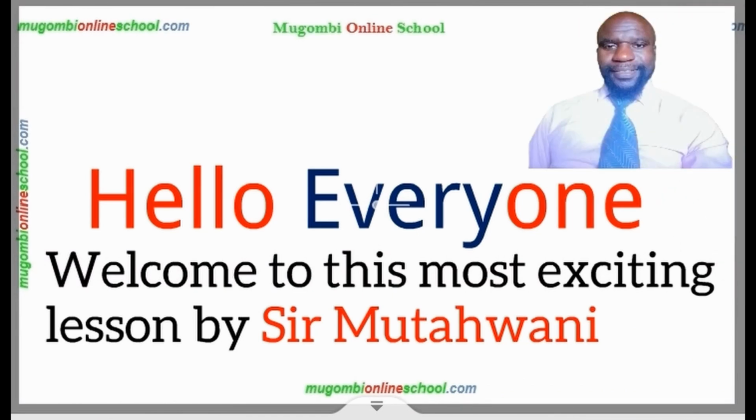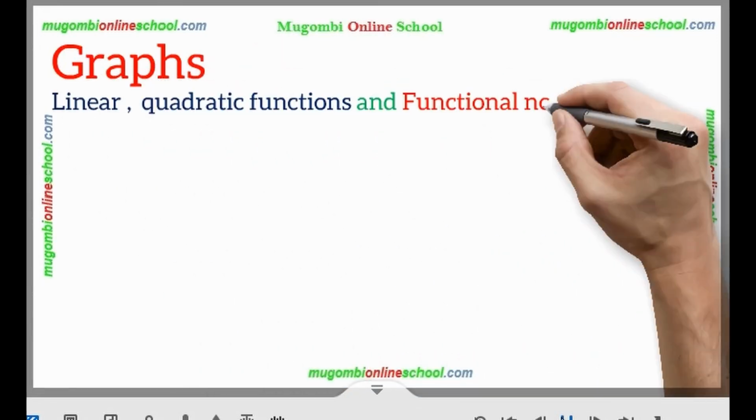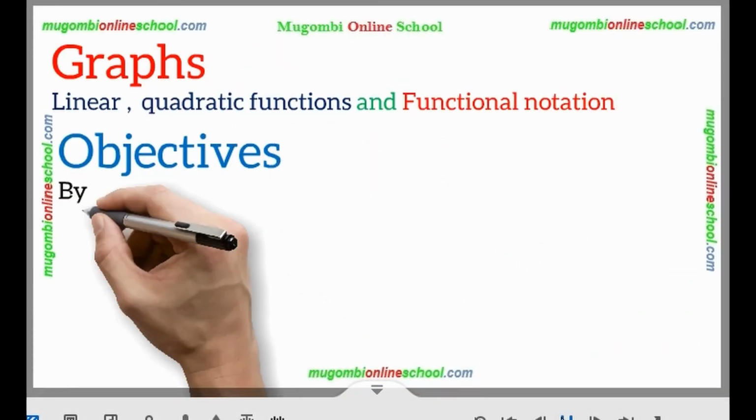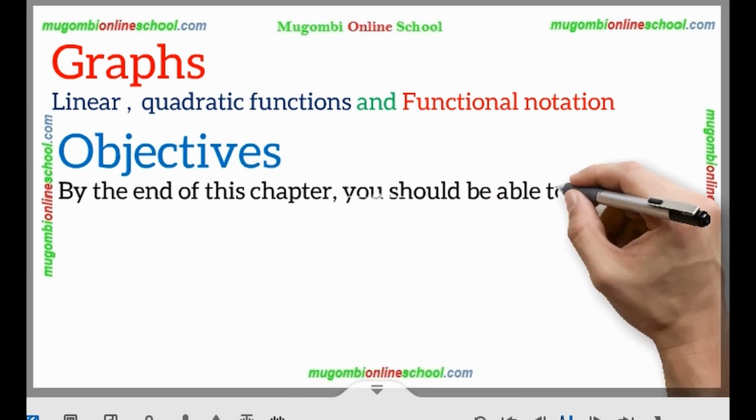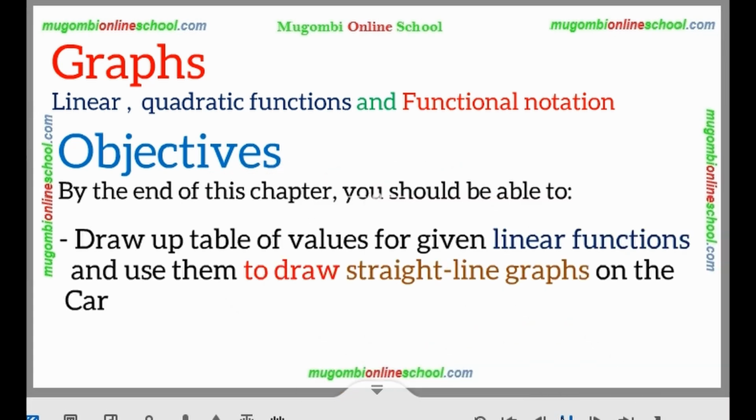In today's lesson, we are going to learn about graphs. In this new chapter, we are going to cover linear and quadratic functions and functional notation. Objectives: by the end of the topic, you should be able to draw up table values for given linear functions, and use them to draw straight line graphs on the Cartesian plane.